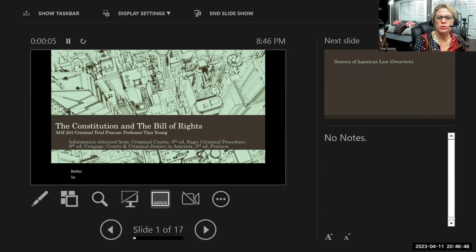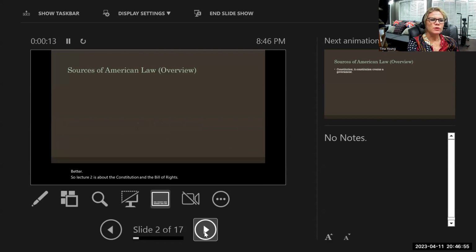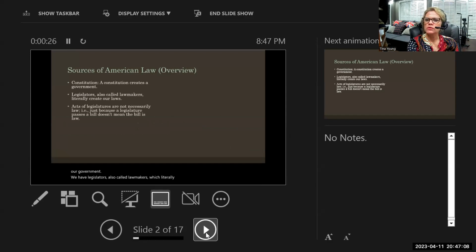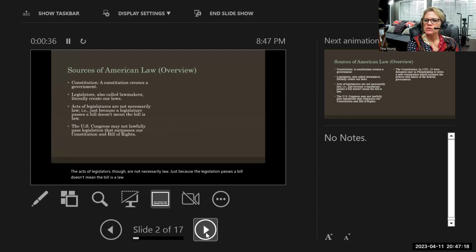So, lecture 2 is about the Constitution and the Bill of Rights. To start us off, our sources of American law overview. We have the Constitution, which creates our government. We have legislators, also called lawmakers, who literally create our laws. The acts of legislators, though, are not necessarily law. Just because the legislation passes a bill doesn't mean the bill is a law. Our U.S. Congress may not lawfully pass legislation that surpasses our Constitution and the Bill of Rights.